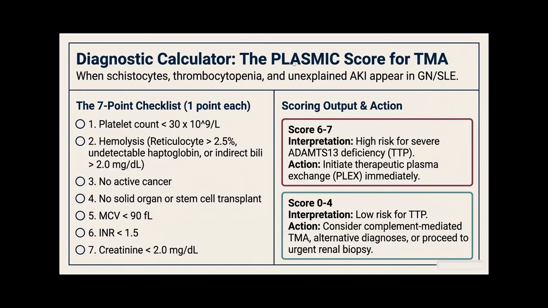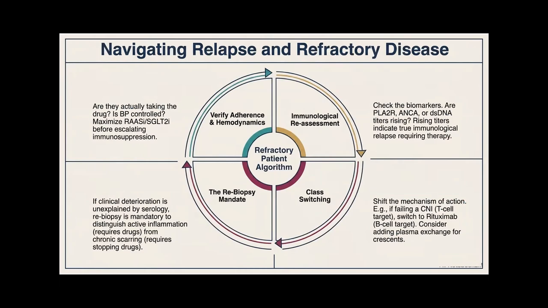Okay. Now, this is related to the plasma score. A refractory patient did not respond. What to do for him? Number one, is he taking the medicines properly? Verify adherence and hemodynamics. Is he actually taking the drug? Is BP controlled? Maximize the ROS inhibition, add SGLT2 before escalating the immune suppression.